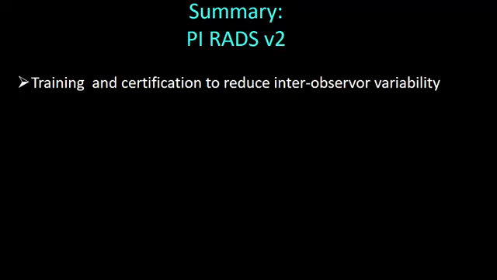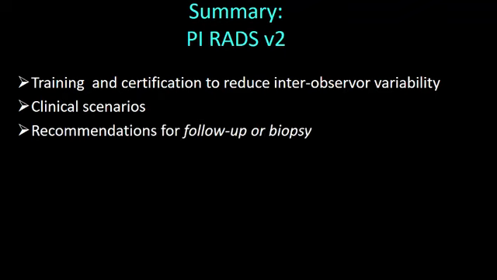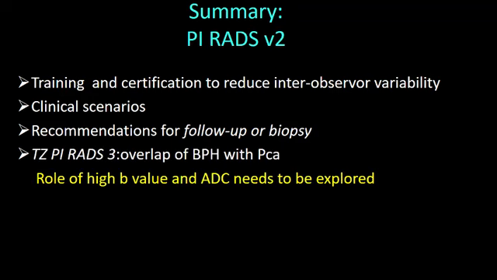In summary, obviously, there are still issues in PI-RADS, and this is already being worked on. A focus group is looking into training and certification to reduce inter-observer variability. They will add clinical scenarios such as active surveillance, which is not part of PI-RADS at this moment, and recommendations for follow-up or biopsy. And again, the dreaded PI-RADS 3 transition zone, which overlaps with BPH, prostate cancer versus BPH. The role of high b-value DWI and ADC will hopefully help in this region. It needs to be worked into the system.